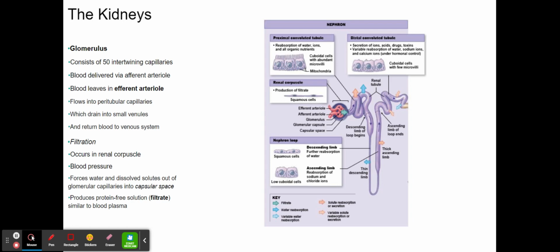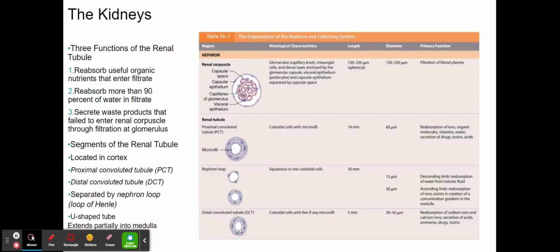The process of filtration takes place in the renal corpuscle. In this process, blood pressure forces water and dissolved solutes out of the glomerular capillaries and into a chamber, or the capsular space, that is continuous with the lumen of the renal tubule. Filtration produces an essentially protein-free solution known as a filtrate that is otherwise similar to blood plasma.